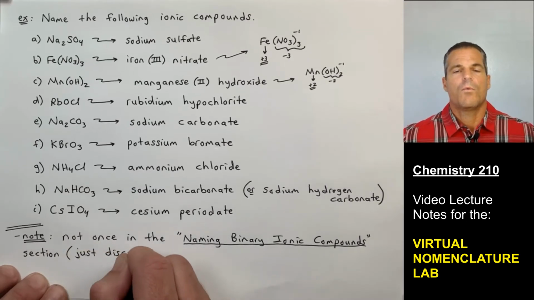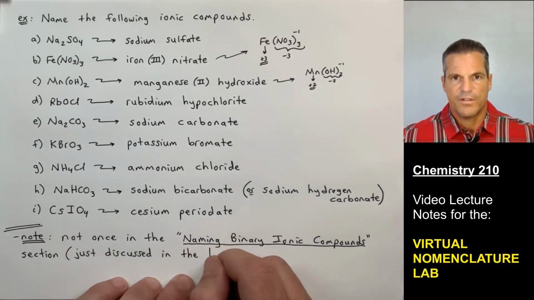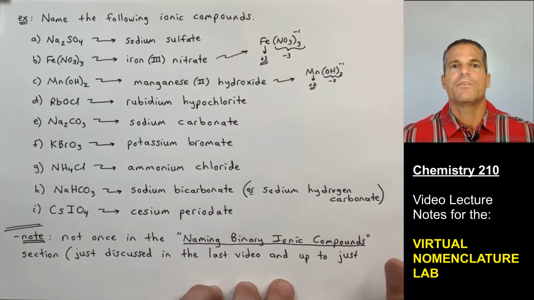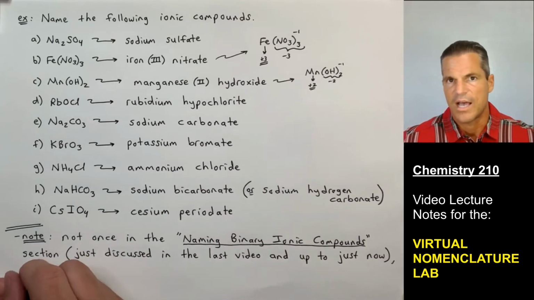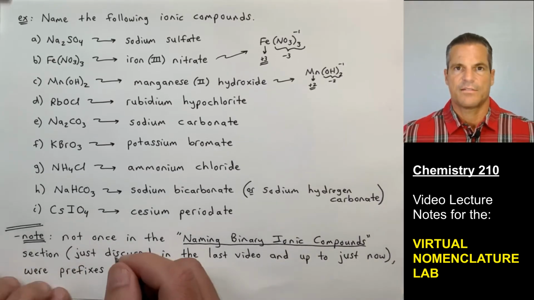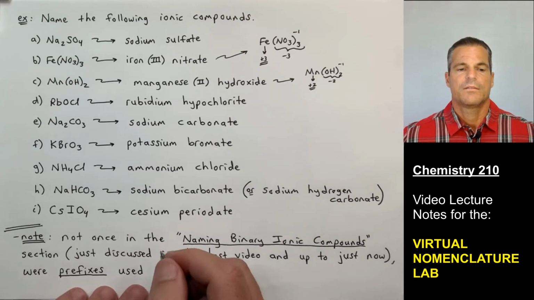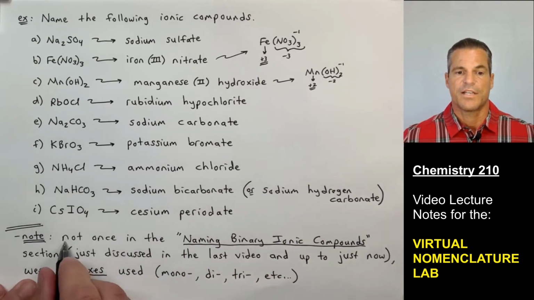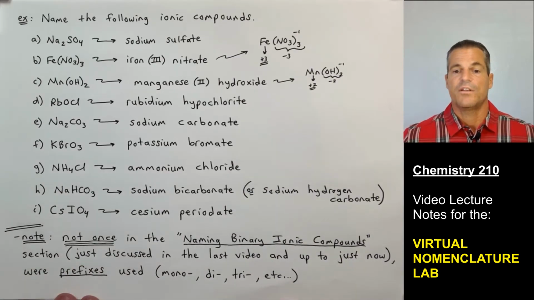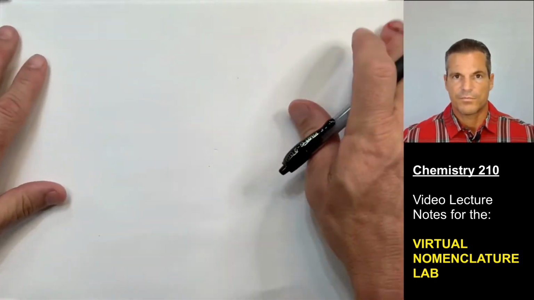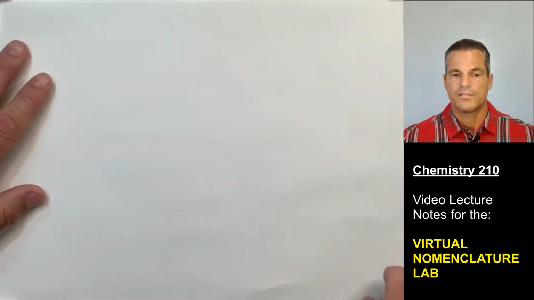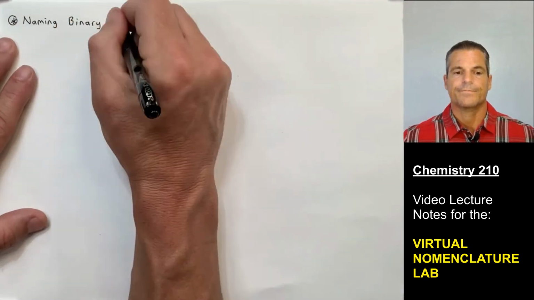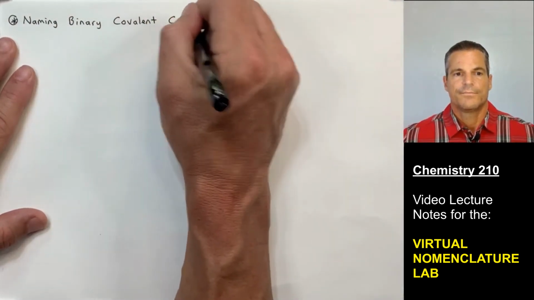All right. Now, not once in any of the naming we've done in this video or at length in the previous video was I ever using prefixes like mono or di or tri or tetra. None of that stuff. No penta, no deca. So down here it says not once in naming binary ionic compounds, just discussed in the last video and up to just now, have I ever used prefixes. Prefixes are reserved for naming covalent compounds. All right?